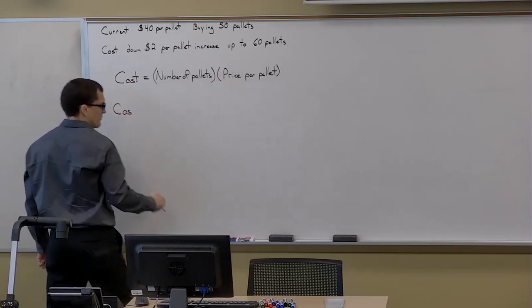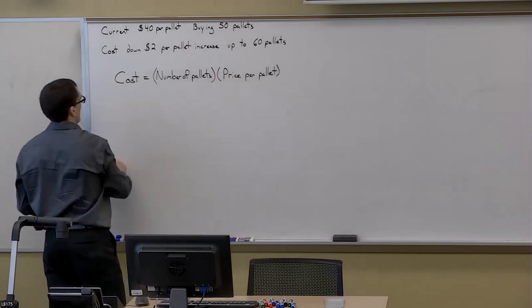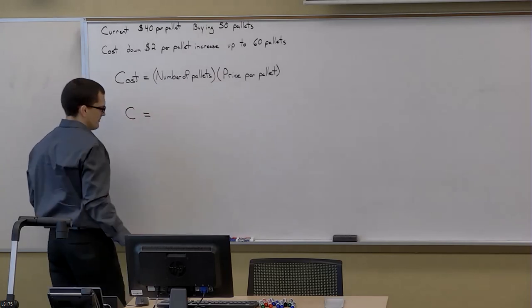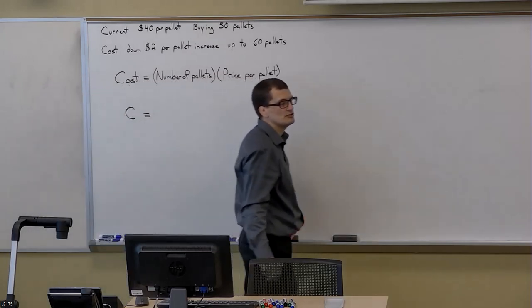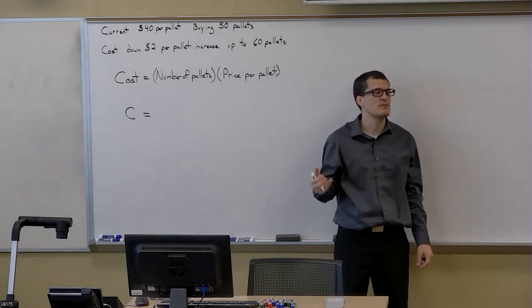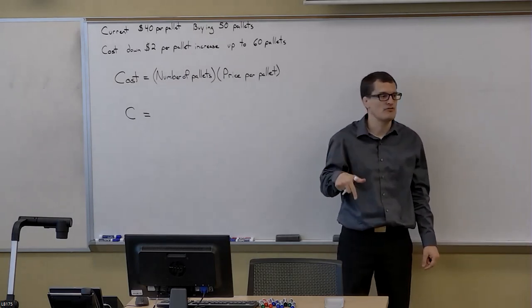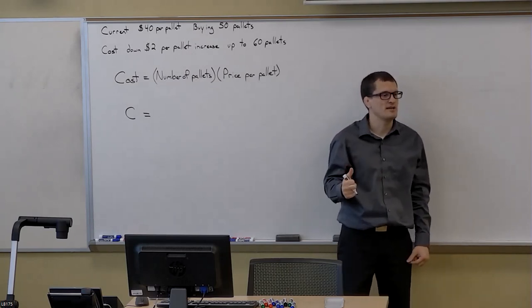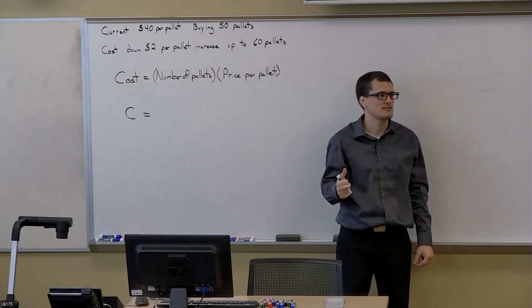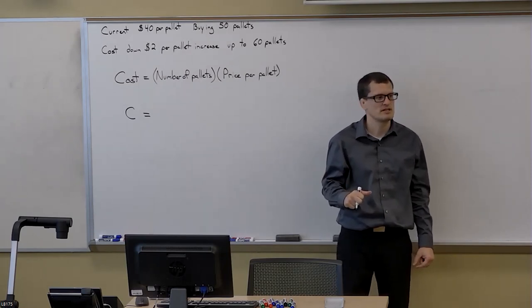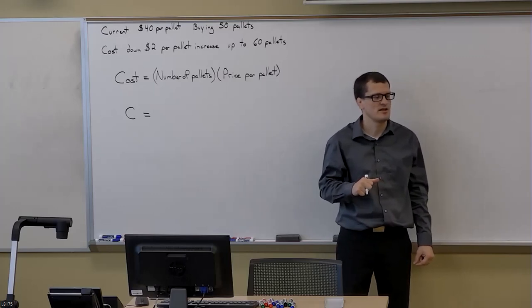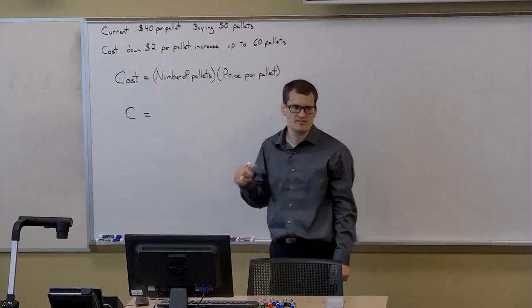So we're going to create an equation for cost. I'll just write C for cost. Now the number of pallets, it tells me to use N as the number above or below 50, right? So we'll assume that a positive N means I'm going to add more pallets. So like N equals 1 means I'm buying 51 pallets. N equals 3 would mean I'm buying 53. Does that make sense? And then if it was a negative N, I'd be buying less than 50.